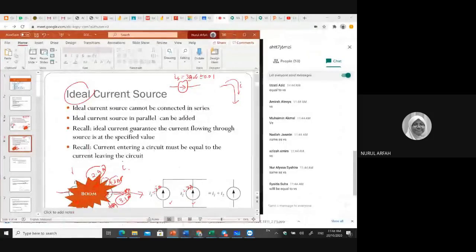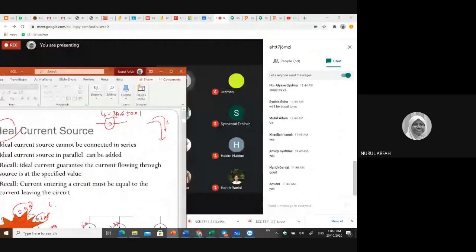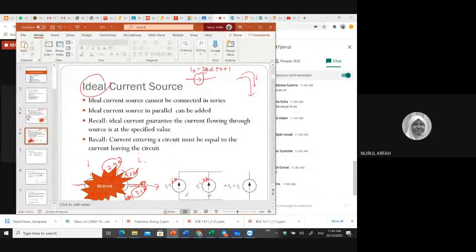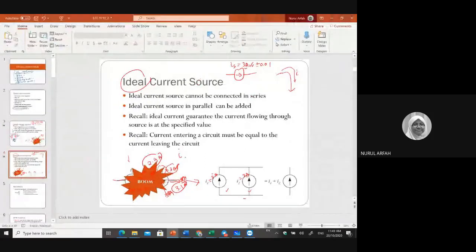Okay, someone wants to enter, because if I didn't minimize our slide here, the student cannot enter the class. Then you will be left outside.